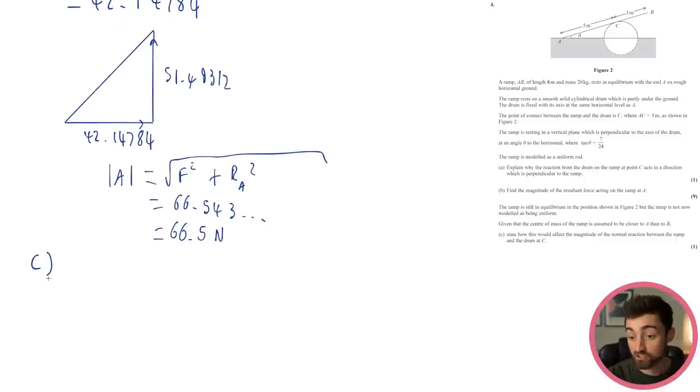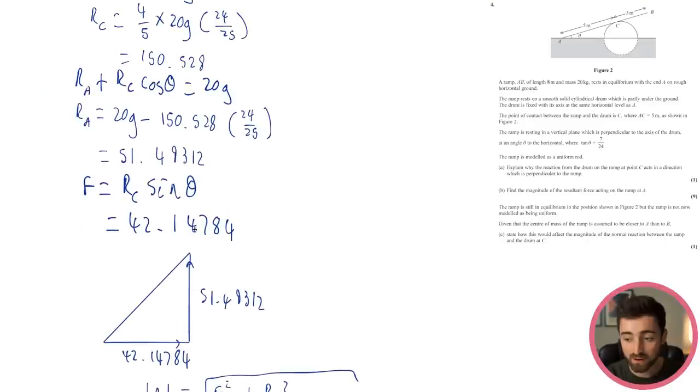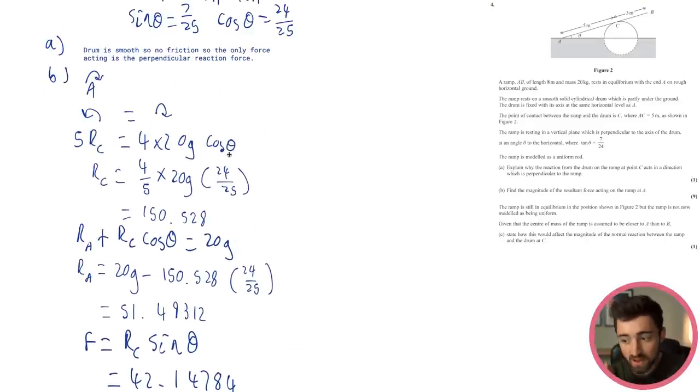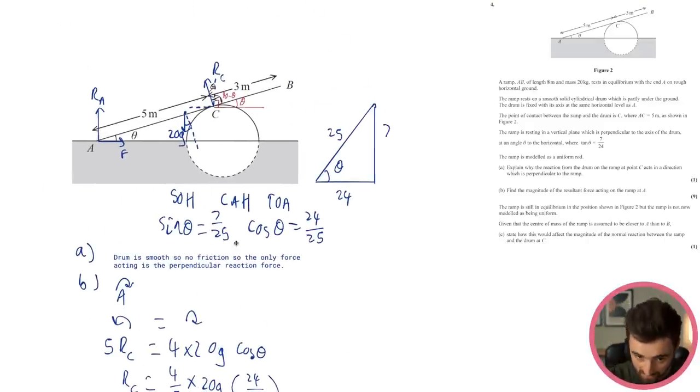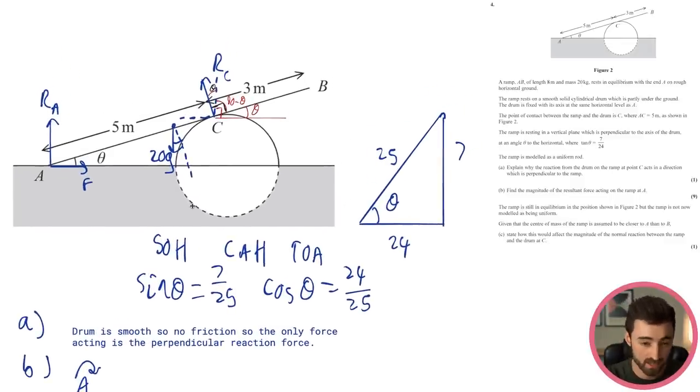So the ramp is still in equilibrium in the position shown in figure 2, but the ramp is not now modeled as being uniform. Given that the center of mass of the ramp is assumed to be closer to A than to B, state how this would affect the magnitude of the normal reaction between the ramp and the drum at C. Okay, let's think about it.